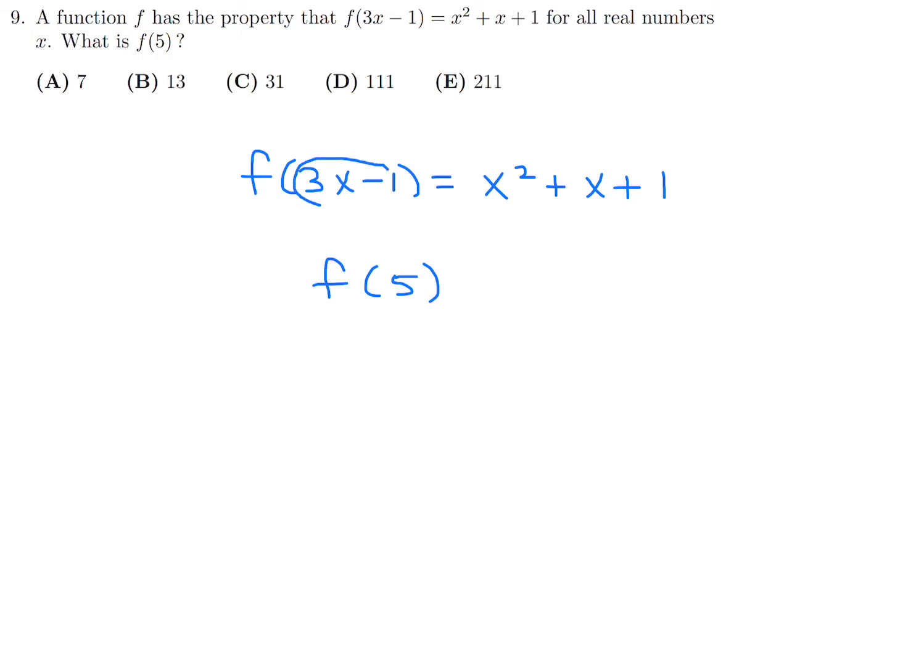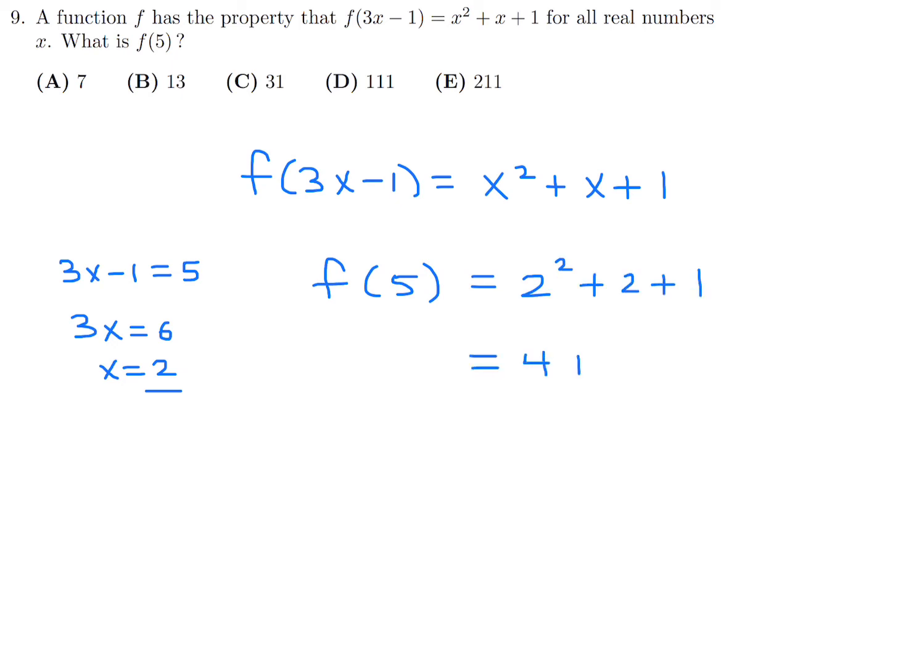What goes in this bracket, they're saying, is equivalent to 5. So that means that 3x minus 1 is equal to 5. So that is what will help you solve for x. That means 3x is equal to 6, and therefore x is equal to 2. That is what you have to substitute for x, 2. So this becomes 2 squared plus 2 plus 1, which is 4, plus 3, which is 7. So number 9, the answer is A.